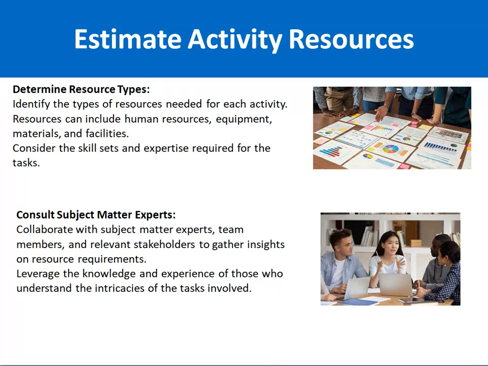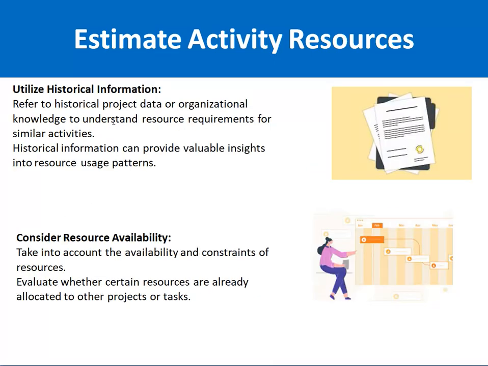You can also utilize the historical information. That means historical documents like scope documents, project plans, project management plans, and any resource estimations already available. For example, in the past, you have already done a mobile application, for e-commerce let's suppose. This information, which is already available in your organization, could be very helpful for activity resource estimation. Then consider resource availability. That means you must consider that the resources are available as well.